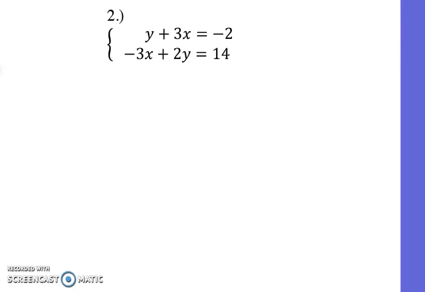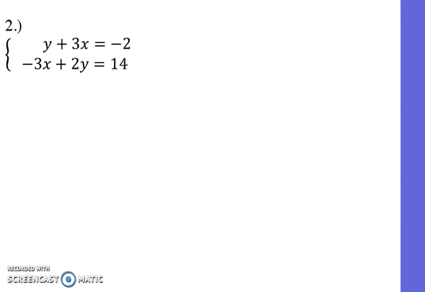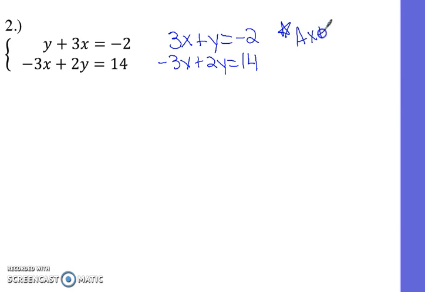Let's do another one. Oh, look here. I don't have opposites, and they're not in standard form. So the first thing I'm going to do is rewrite the entire system, putting them in standard form. So I need to use the commutative property and rewrite this as positive 3x plus y equals negative 2. Then negative 3x plus 2y, that's already in standard form, equals 14. So again, make sure you put it in ax plus by equals c. It has to be in that first, otherwise it doesn't work.